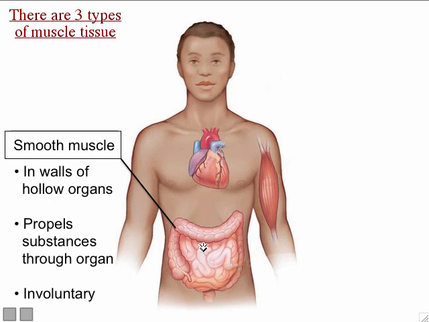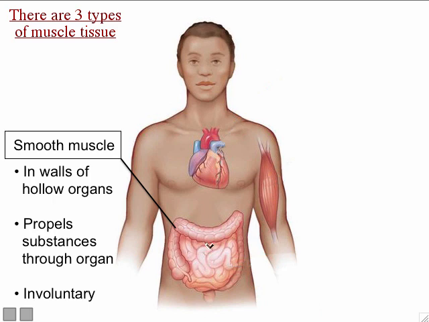There are many hollow organs throughout your body, and you have those hollow organs because something flows through that organ, right? Your food goes through your stomach and intestine hollow organs, and the blood goes through your blood vessel hollow organs, and the urine goes through your bladder hollow organ.